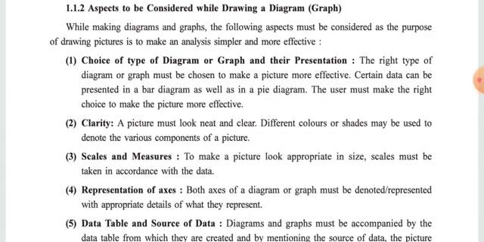Till then you have to remember and learn the difference. First of all, you have to write down the difference as we discussed and then learn it, and in the next session we will discuss the aspects to be considered.